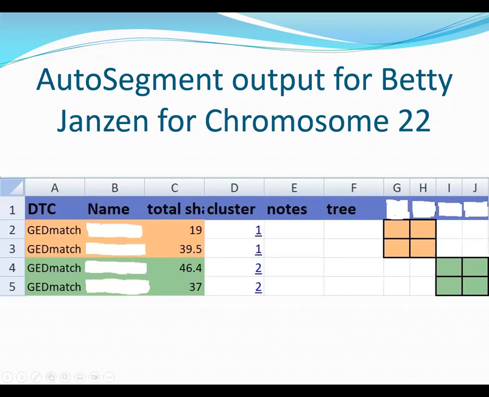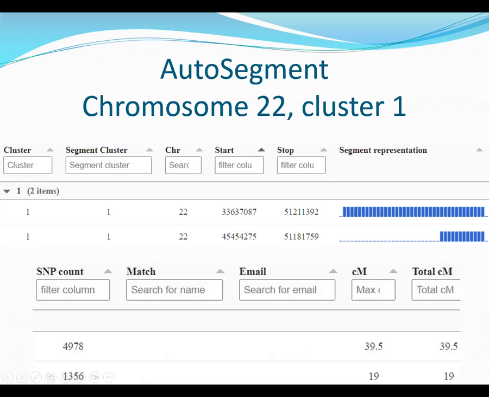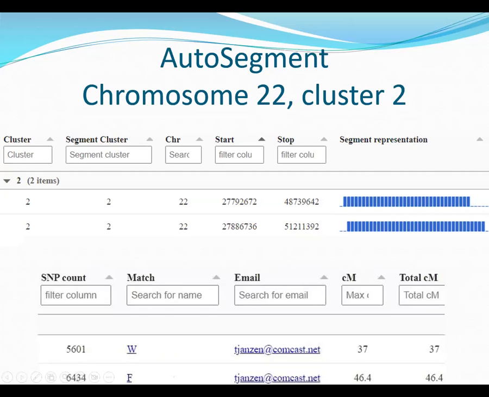Here, there happen to be 2 clusters for chromosome 22 for my mom, and it shows some basic information about those. I've removed the names. Here's the information for the first cluster, and it shows the start and stop positions for the people in that cluster, including their match name and email address, which I've left out for the presentation. Here's the second cluster, and again we can see start and stop position information and information about the SNP count, etc.